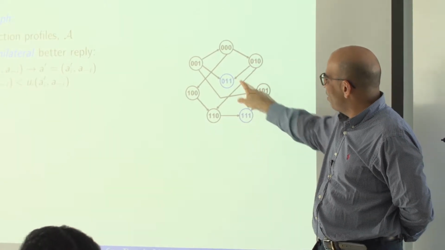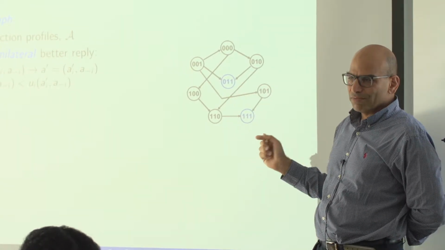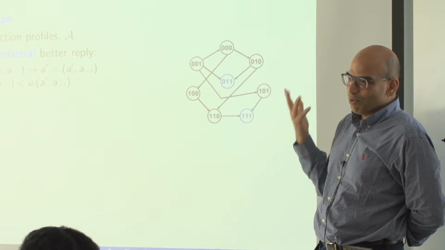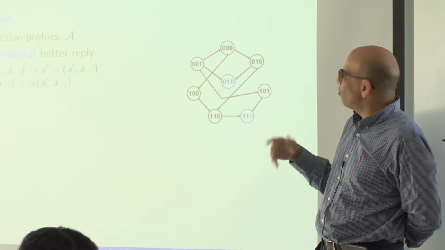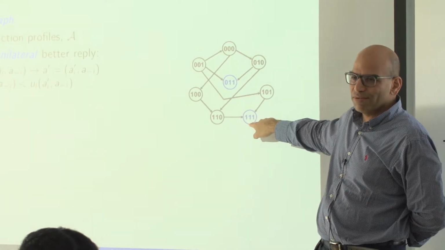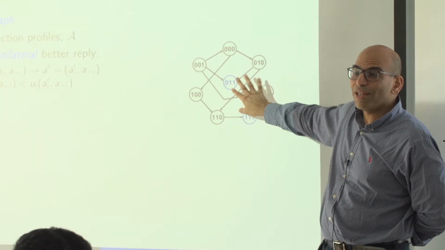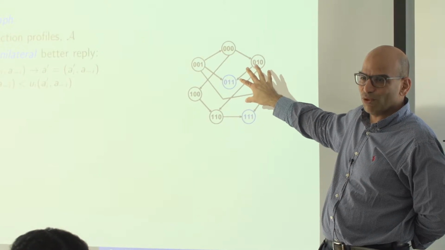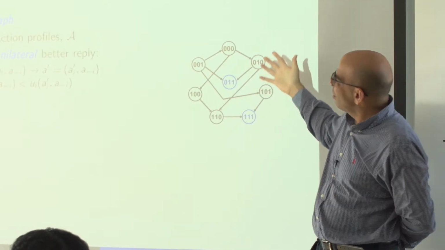What does it mean when there are no outgoing arrows? We're at a Nash equilibrium. No individual player can realize an improvement. How come we don't have an arrow from 000 to 111? Because it's only unilateral moves. We're looking at one at a time changes.